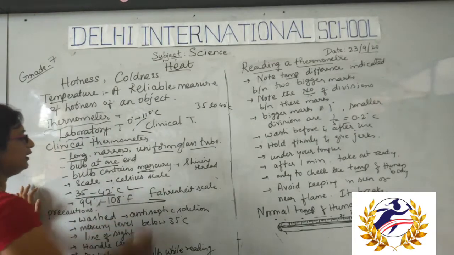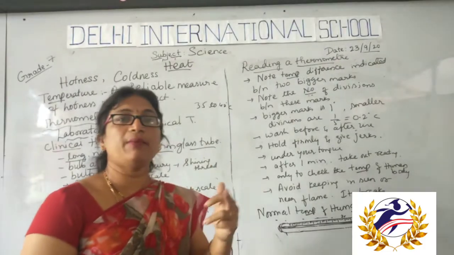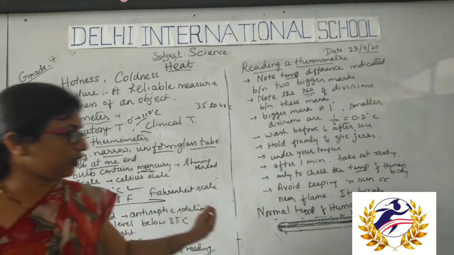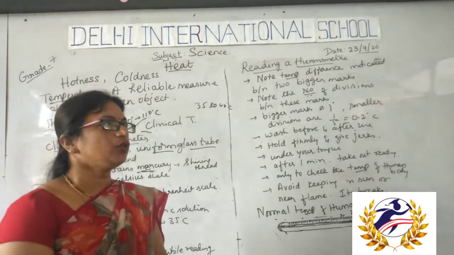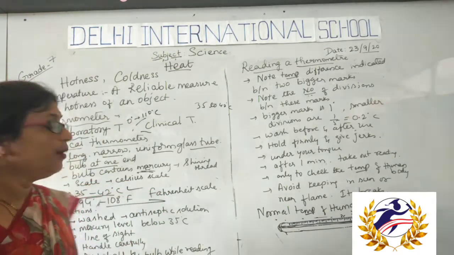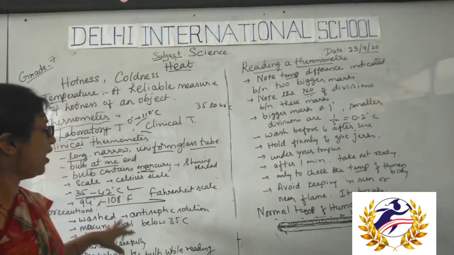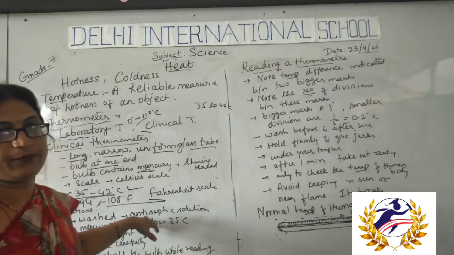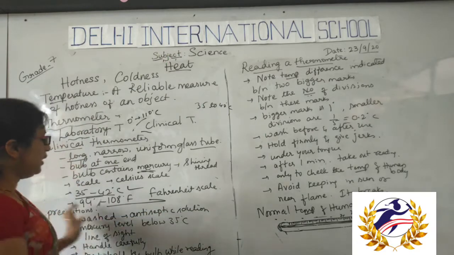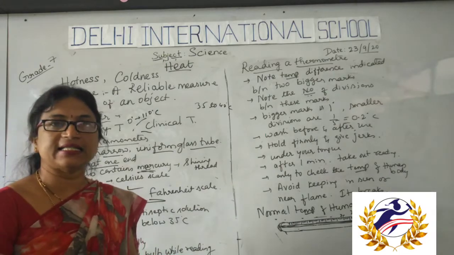Usually we tell in degrees. So what are the precautions we need to remember while using the clinical thermometer? First, if doctors are using the thermometer, many patients will come and they need to check the temperature of all the patients. That's why before and after use, you have to wash it with an antiseptic solution. And then the mercury level should be below 35 degrees Celsius.